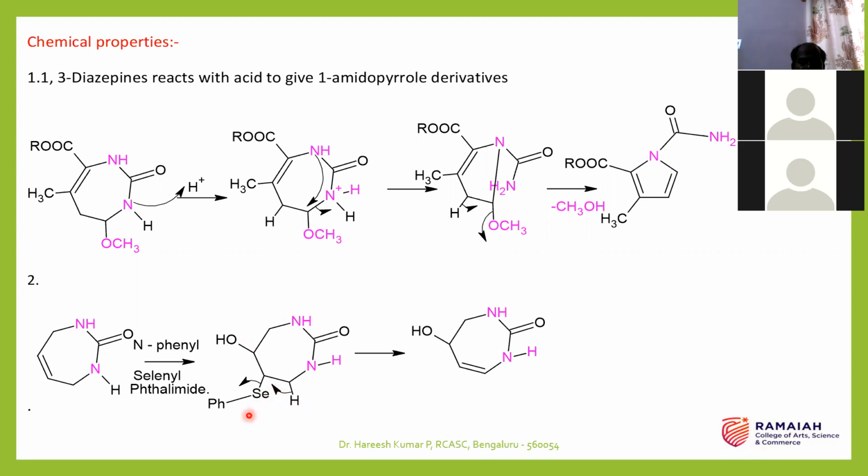I think you are familiar with this kind of rearrangement. When this moiety is treated with base, the base abstracts this proton adjacent to the selenyl group. Then this bond pair comes over it and this will go out. That is how a double bond is obtained adjacent to the nitrogen. This is another reaction of 1,3-diazepine.